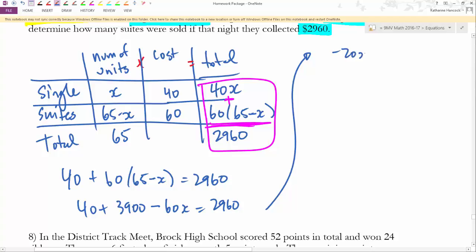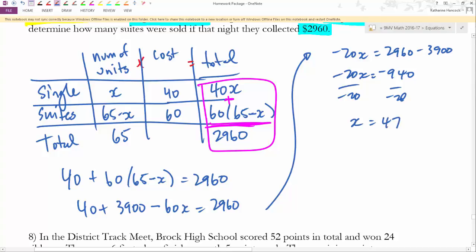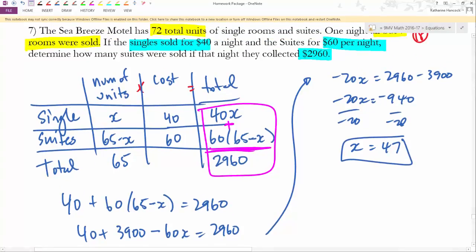I get minus 20x equals 2960, take away 3900. So I get minus 20x equals negative 940. Divide by negative 20, and I get that x equals 47. So that answered how many singles, but they asked how many suites. So the number of suites is going to be 65 minus 47, which equals 18.